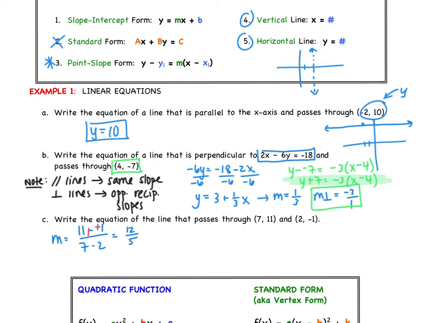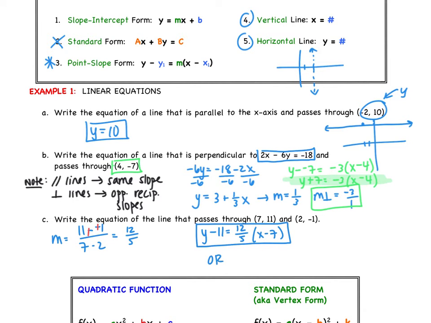We're going to use point-slope form again. In this case, we have 2 points. You can choose whichever one you want. I'm going to use the first one because it doesn't have any negatives. So then I get y minus 11 equals the slope, so 12/5 times (x minus 7). And that's it. Leave your answer like that.